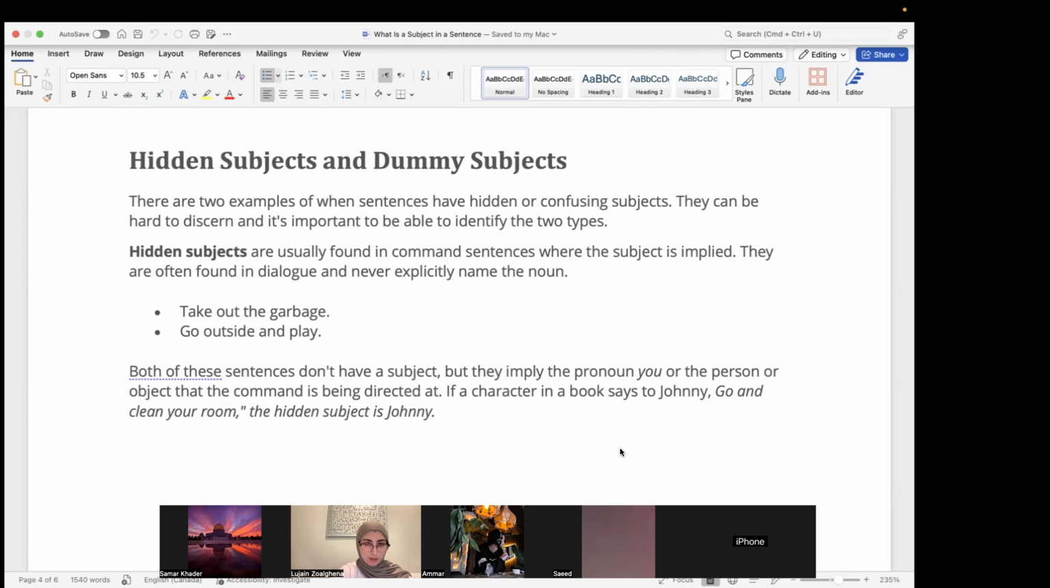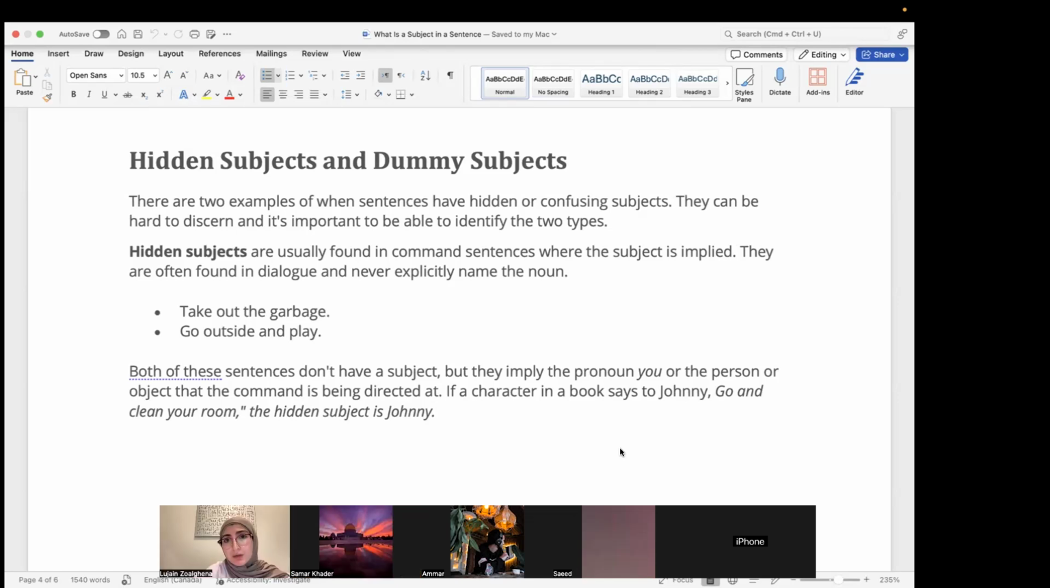If a character in a book says to Johnny, go and clean your room, the hidden subject is Johnny. So how did you know that the hidden subject is Johnny throughout reading? Because you have to find the pronoun. It's implied. So whenever somebody tells you, take out the garbage, where's the subject over here? Who are they talking to? Me. So I am the subject.